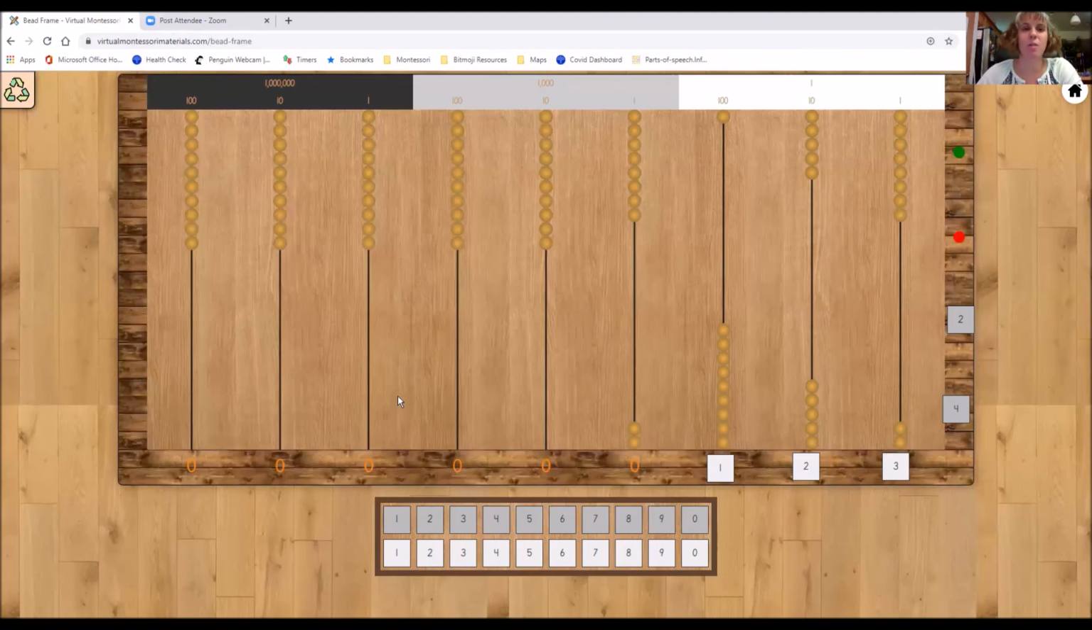See how quick and easy that is? The golden bead frame is so useful as a tool. It's so much fun to use. I hope you enjoyed using it as well.